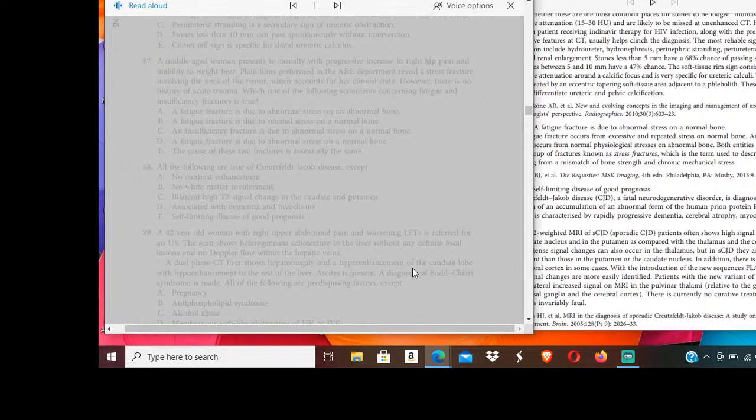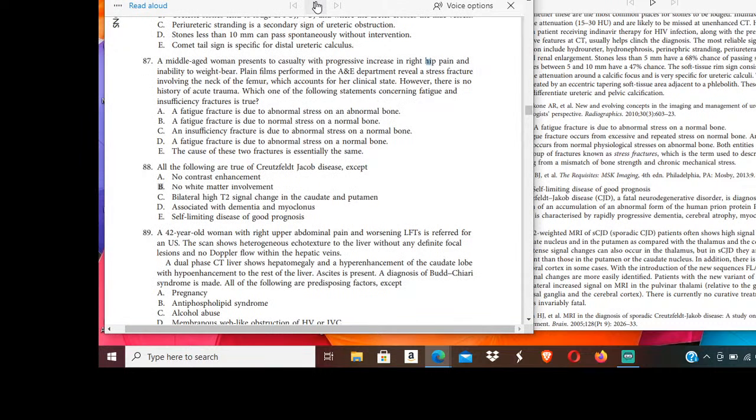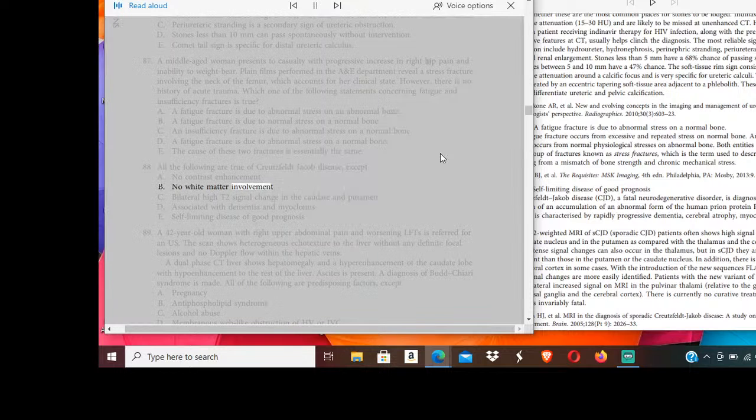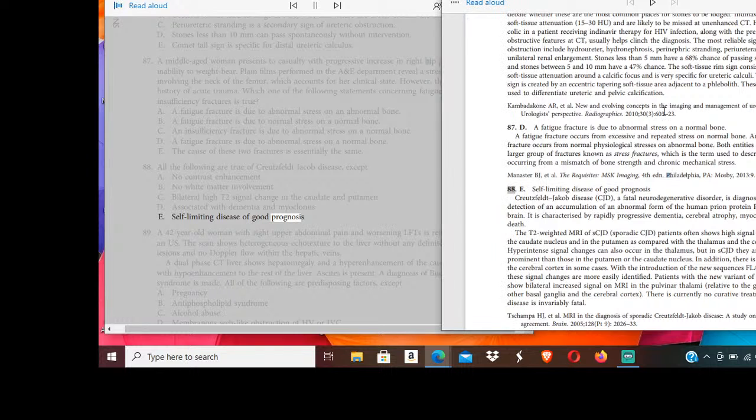Enhancement. B. No white matter involvement. C. Bilateral high T2 signal change in the caudate and putamen. D. Associated with dementia and myoclonus. E. Self-limiting disease of good prognosis.